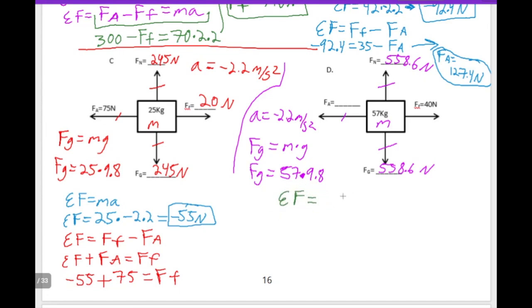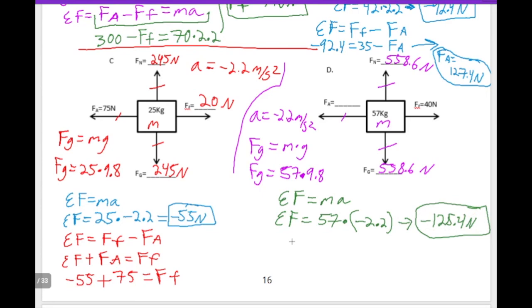Now that we have that, we can go ahead and solve for our net force. We know that net force is equal to mass times acceleration. The mass of this object we just identified as 57. The acceleration, it's moving to the left, or it's accelerating to the left. It actually doesn't matter which direction it's moving in, just which direction it's accelerating in. And it's accelerating to the left, so that's negative 2.2. When we solve for this, we find out that our net force should be negative 125.4 newtons. Now that we have that net force, we can use that to solve for force applied.